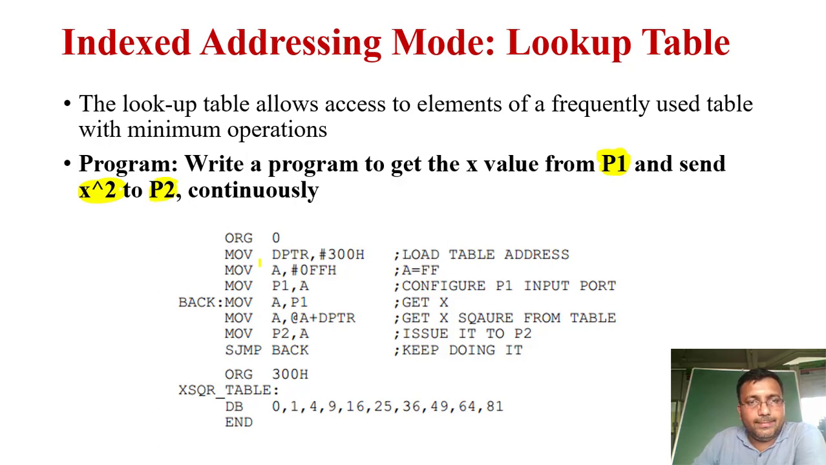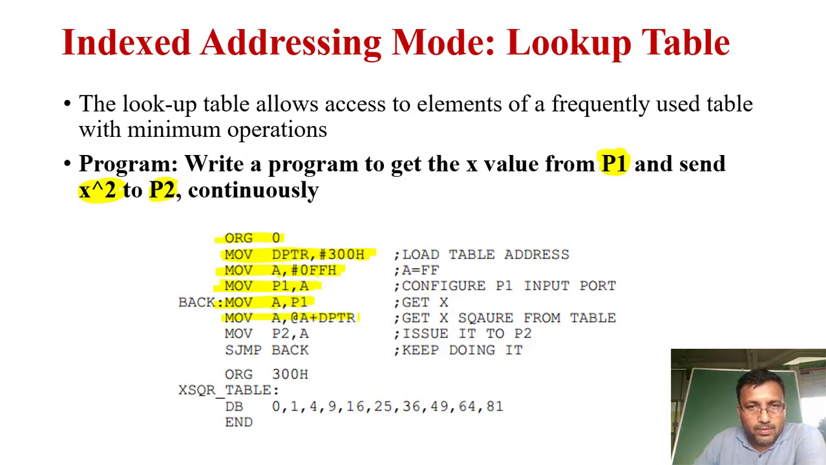For that, here is the program written. ORG 0, so it's the initial stage. MOV DPTR,#300H, so it is the starting address. MOV A,#0FFH means the accumulator contains FF. We make port 1 an input port by sending that FF to port 1. Again MOV A,P1, so whatever the input is, we take it into the accumulator.